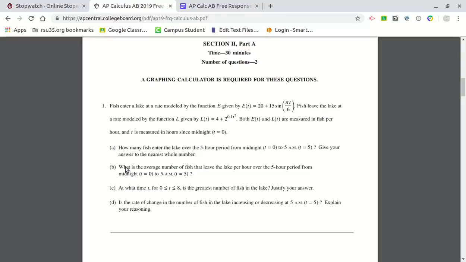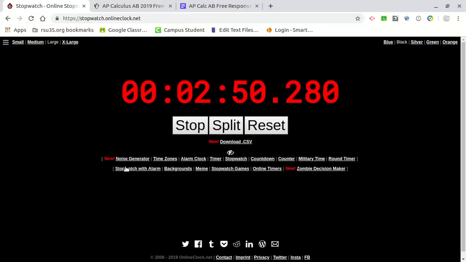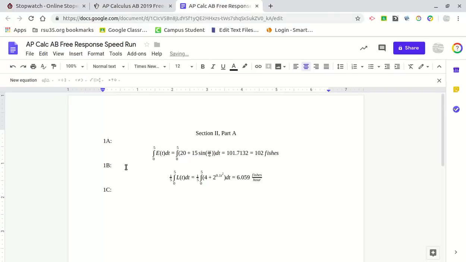Cool. Okay. At what time t is there the greatest number of fish in the lake? Okay, so we're not given how many fish are in the lake at midnight, but that's okay. Let's say F of t is the number of fish in the lake. So clearly F prime of t is E of t minus L of t, because fish are entering at a rate of E of t and leaving at a rate of L of t.